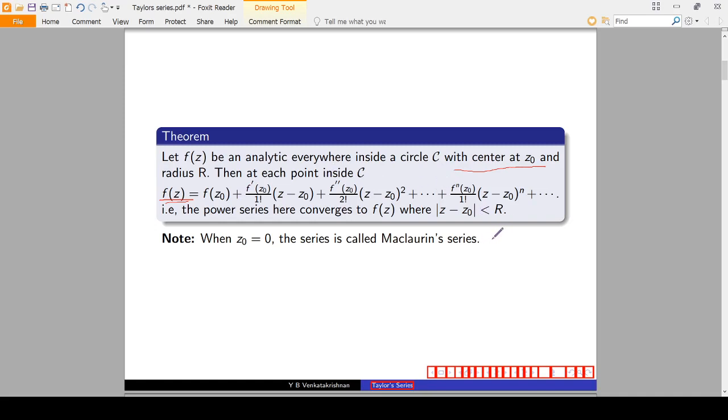And as in the case of the real valued function, when z0, namely the point about which you find the power series, is 0, then the Taylor series is also called the Maclaurin's series. So you have to remember the statement. This is the property of this Taylor series. You have to remember the expansion and use it appropriately in the problem.